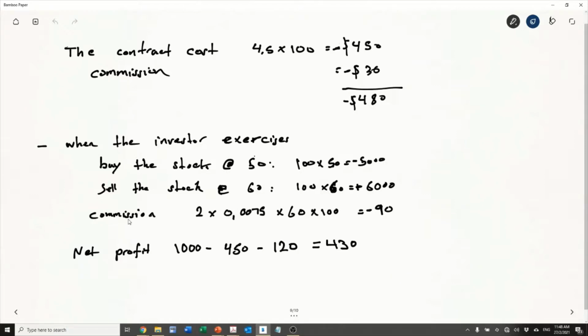The commission he will pay is going to be based on the stock price 60, because he submitted the order to exercise when the price was 60. So the commission will be 2 times 0.75% or 0.0075 times 60 times 100. So total commission will be 90.